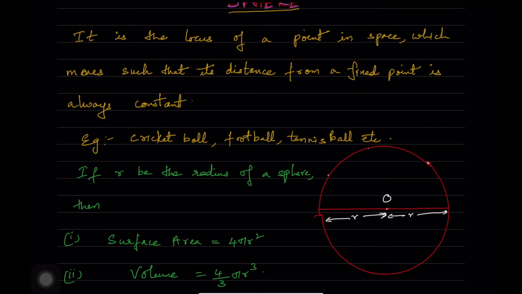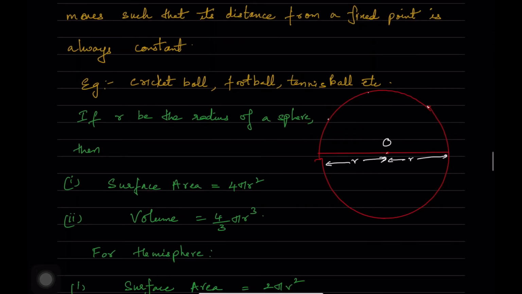So if you take 4 circles together and join them, that will become the surface area of a sphere. Circle area is pi r square. If you take 4 different circles and join them together, that will become the surface area of your sphere. If you add all those areas, you get 4 pi r square. So what's the volume of a sphere? It is 4 by 3 pi r cubed.